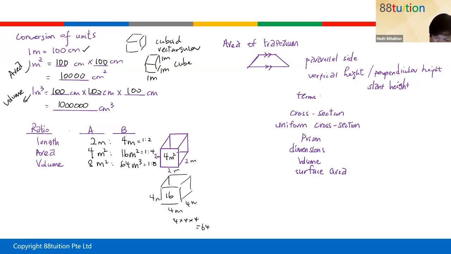Oh yeah, this one should be 64. This one should be, wait, 2 by 4, 4 by 16. This one should be 8 meter cube. Sorry, this one should be 8 meter cube. So 4 times 4 times 4, 64 meter cube. Thank you. Yes.